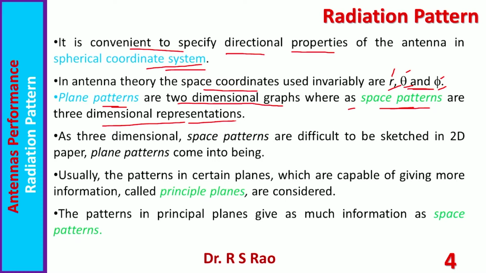When we consider an antenna, we can easily notice that it is a three-dimensional entity and its radiation is also a three-dimensional spatial phenomenon. So a representation of the radiation property also naturally becomes a three-dimensional spatial entity. These three-dimensional entities are called space patterns.